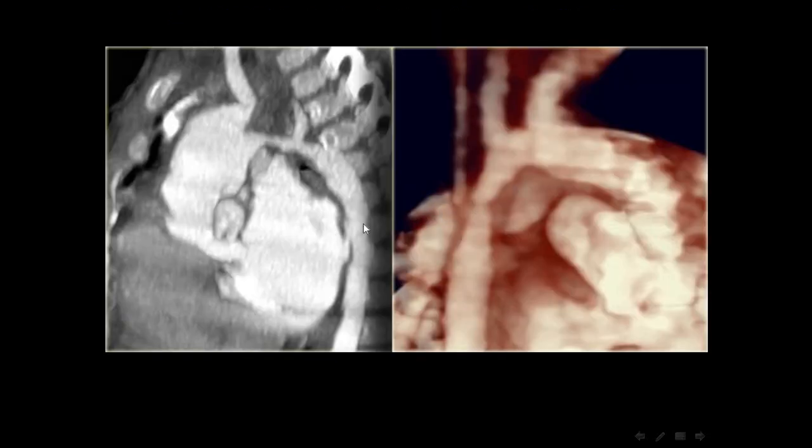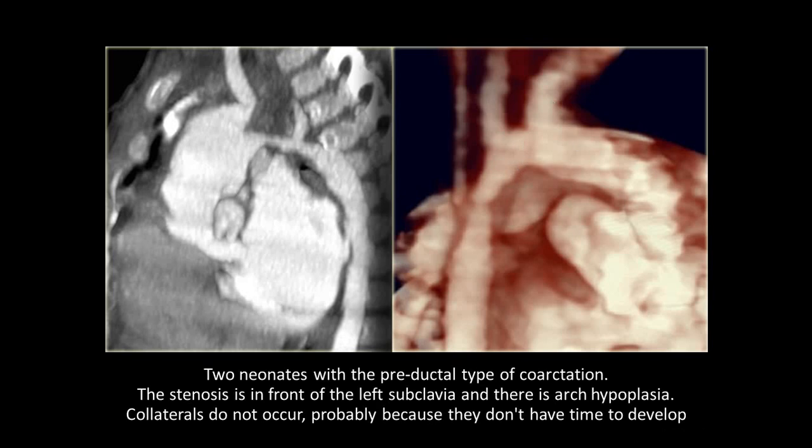These are two cases. The coarctation here is proximal to the left subclavian artery. So this is a case of preductal type of aortic coarctation.